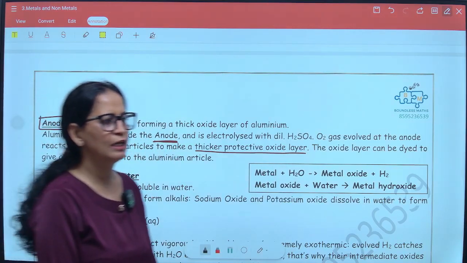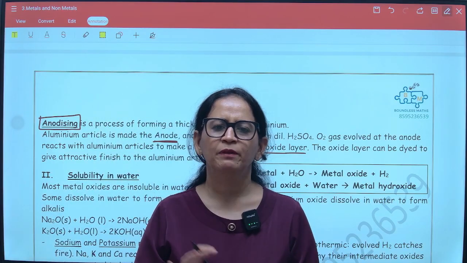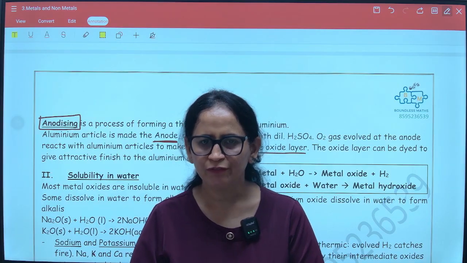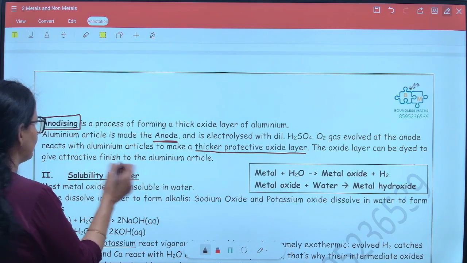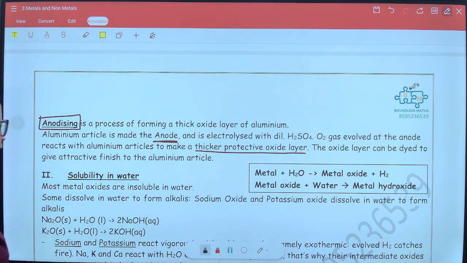Now this thick aluminium oxide layer is very even and it prevents the object from getting corroded in future. This oxide layer can even be dyed to give an attractive finish to the aluminium article that has been connected to the anode. So you need to understand what is anodizing.